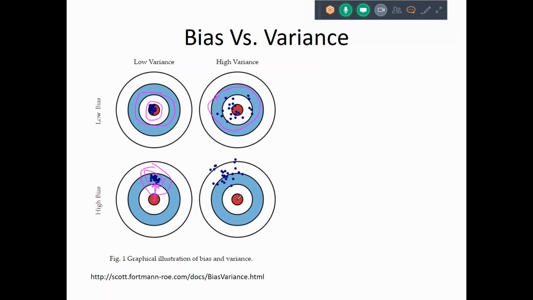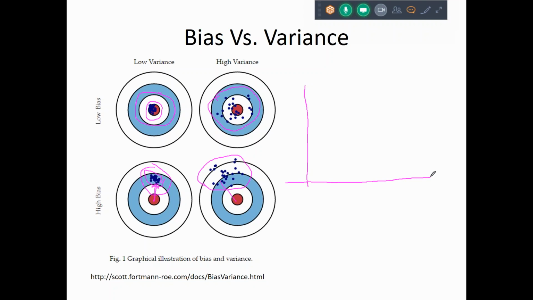And now in this example, all the dots are on one side only, which means there is a bias. Also the data points are scattered, so there is variance also. This is the concept of bias and variance. Now let us use this concept in our data points.